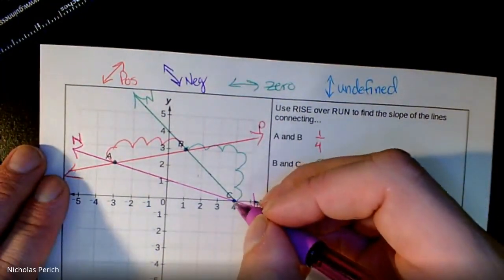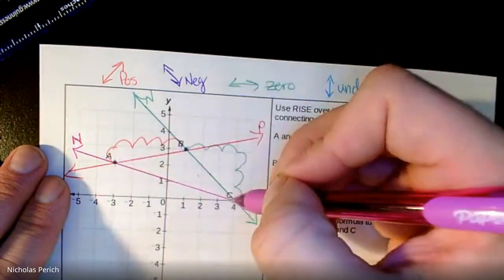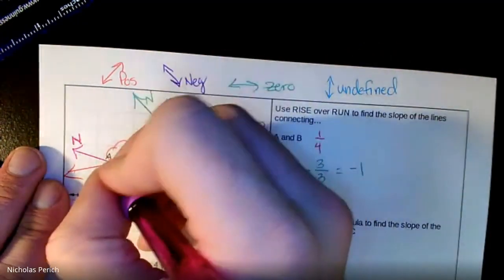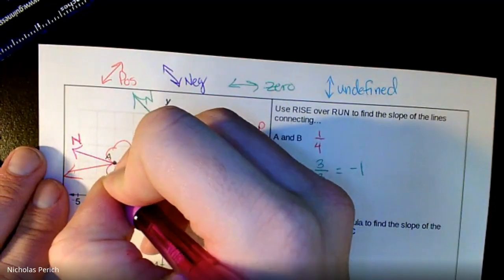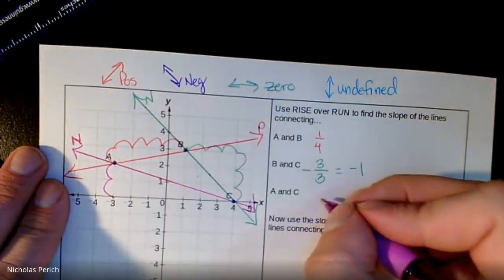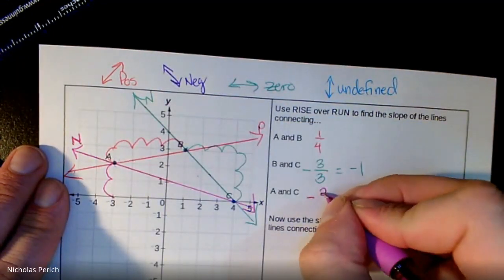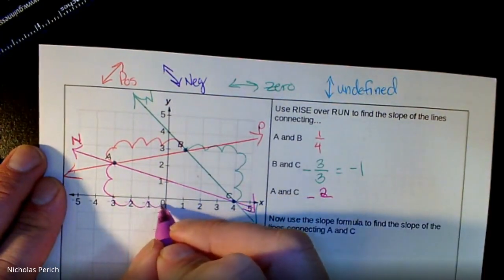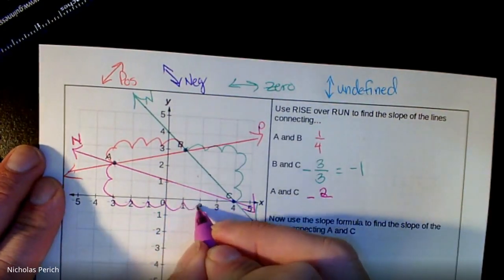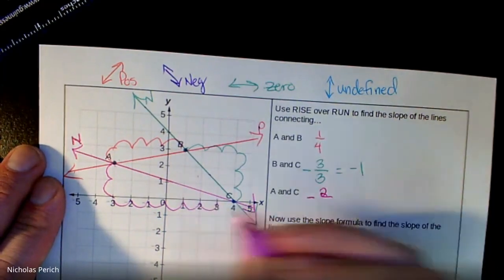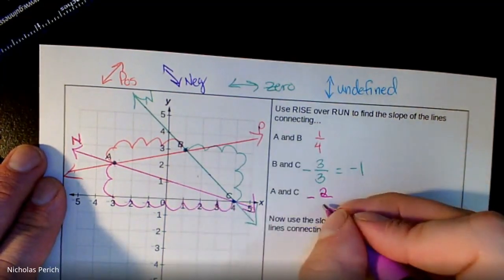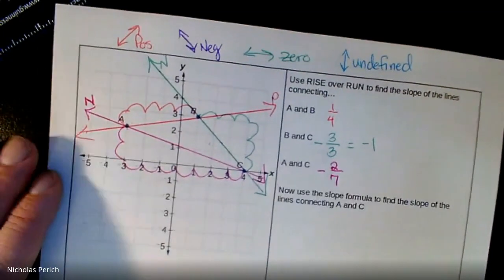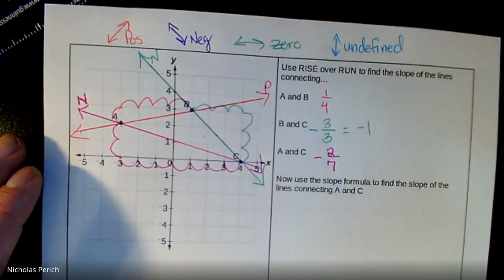Now I do rise over run. So I have to get from A to C. So I'm going to start at A because that way it's less jumbled. I'm going to go down 1, 2. So negative, down 2 over 1, 2, 3, 4, 5, 6, 7. Down 2 over 7. Can I simplify that? Nope. So am I done? Yup.